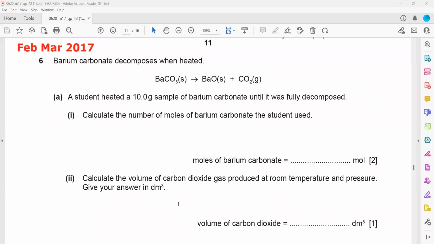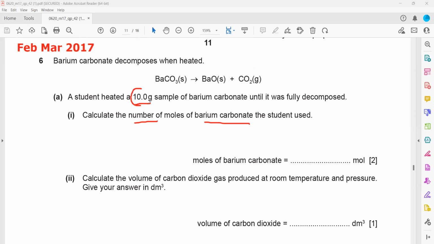So the moles question from the Feb-March 2017 session, the first part: we have barium carbonate decomposed when heated. When we supply heat energy to barium carbonate, it decomposes to barium oxide plus carbon dioxide. A student heated a 10 gram sample of barium carbonate until it was fully decomposed. Calculate the number of moles of barium carbonate.